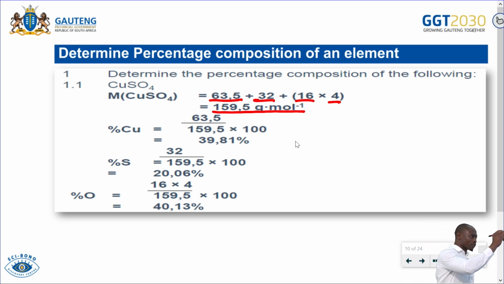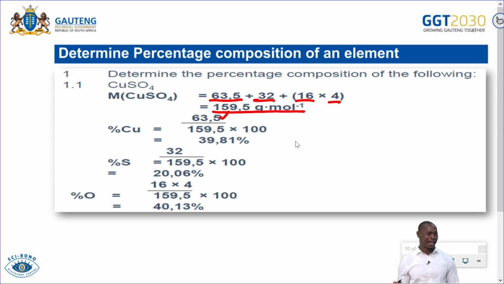So it's the molar mass of copper. And how many copper atoms are we having there? It's only one. Hence, we are having 63.5. Actually, it's 63.5 times 1 because you have one atom of copper in 1 molecule of copper sulfate, right? Then you divide that by the molar mass of the whole compound, which is 159.5. So it's 63.5 divided by 159.5, multiplied by 100. Then what is the percentage of copper in copper sulfate?